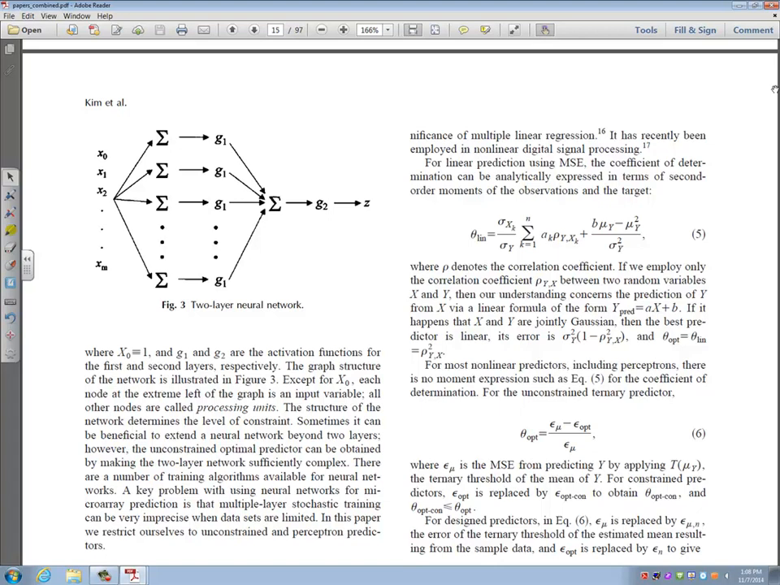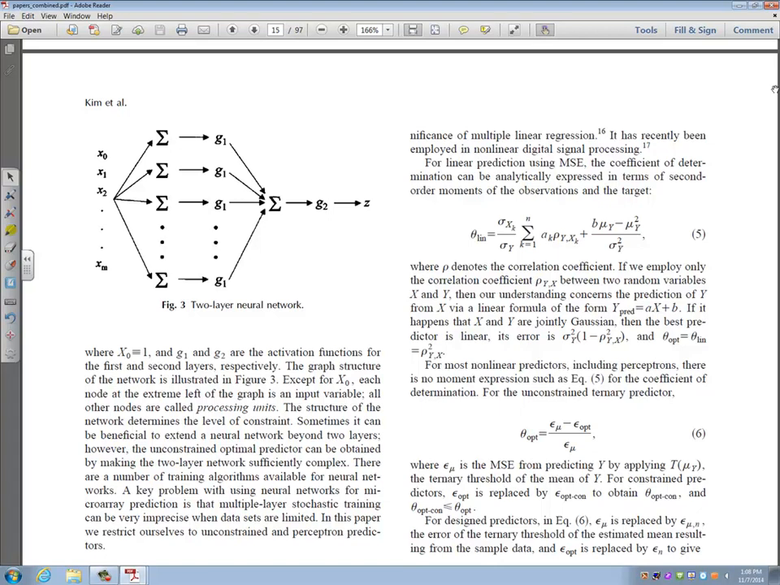Now for linear predictors, you can get a closed form expression, which is what I showed you at the beginning of this class. For linear prediction using the mean square error, the coefficient of determination can be analytically expressed in terms of second order moments of the observation and the target. I derived this expression; it's there in the additional notes that I gave you, where rho is the correlation coefficient. And if we employ only the correlation coefficient between two variables, then the COD works out to being the square of the correlation coefficient. That's what I did at the beginning of this class.